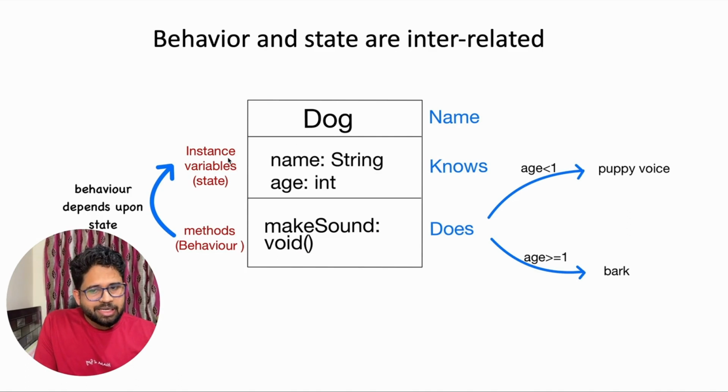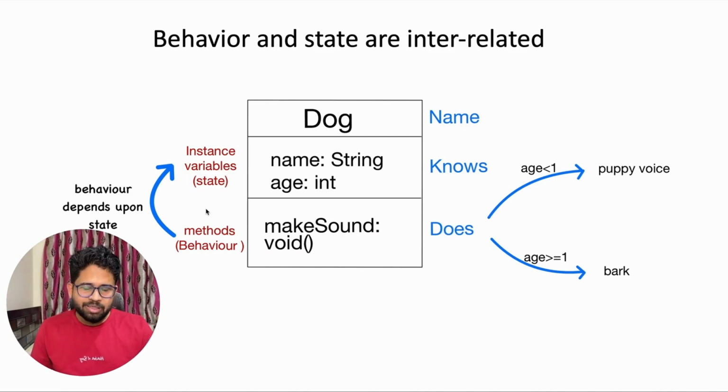The instance variables correspond to the state of the object. That is, here the name of the dog and the age of the dog. It can be color, it can be a lot of things which define the state of the object. And the second is the behavior. That is, whenever it wants to make a sound, you can call the method make sound and it will do the job.